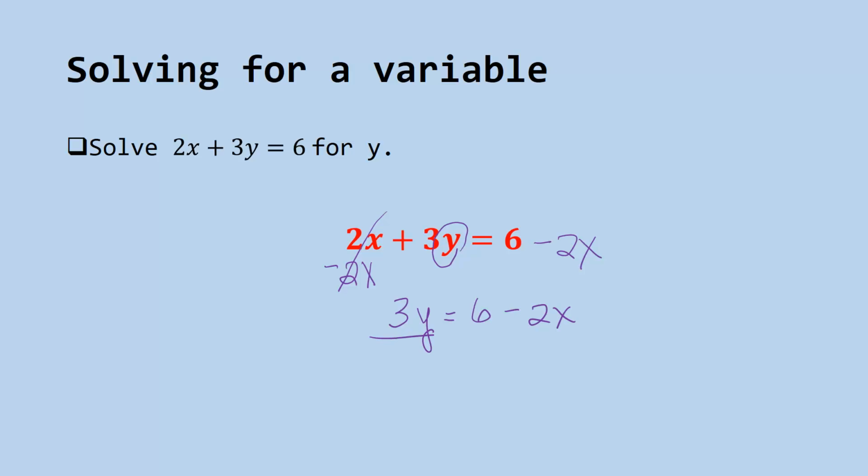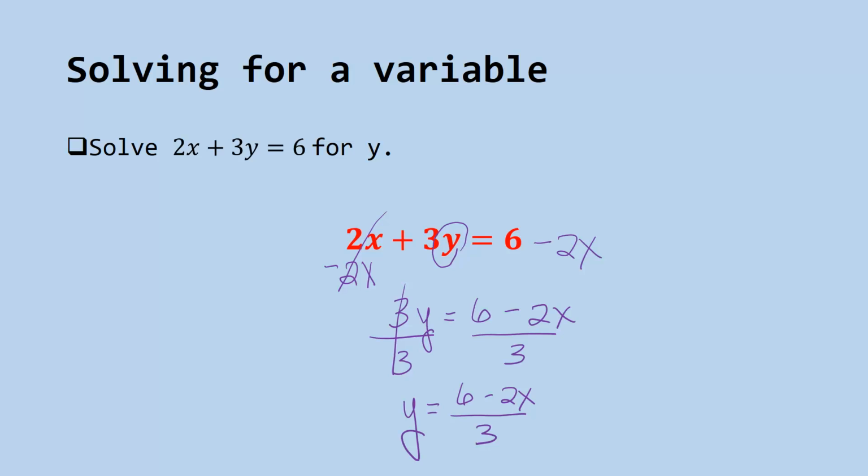The next thing I'm going to do is divide by 3, because 3 is being multiplied by y and I want to get a 1y by itself, and 3 divided by 3 is 1. Now I will need to do that to both sides of the equation. So I am left with y on the left, and right now I have a single fraction, 6 minus 2x over 3. Now there will be some cases where you're going to want to break this up.